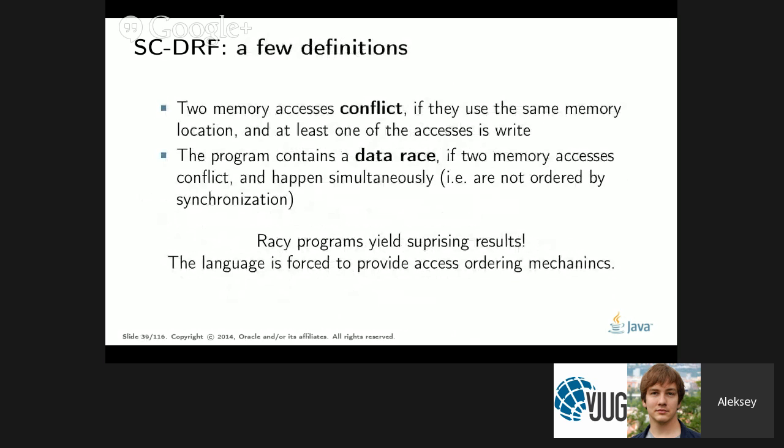So before we go to the formalism of JMM, let us have a few basic definitions. We say that two memory accesses conflict if they use the same memory location and at least one of the accesses is a write. And the program contains a data race if two memory accesses conflict and happen simultaneously. And the definition of what is simultaneously is tricky. In this particular definition, simultaneously means that they are not ordered by any synchronization. And racy programs yield surprising results, as we will see later.